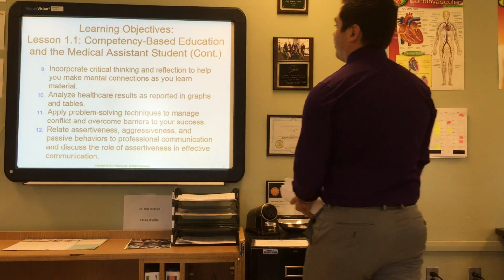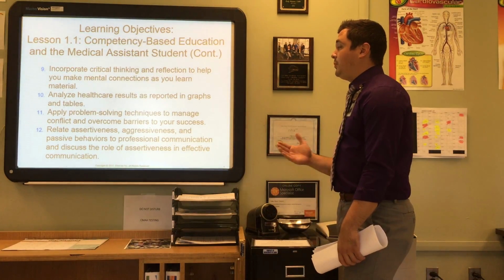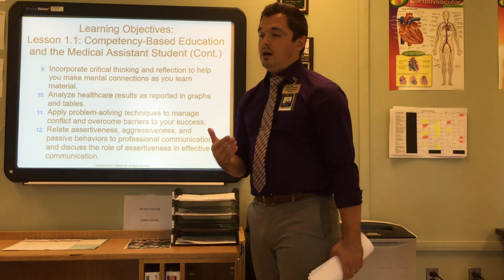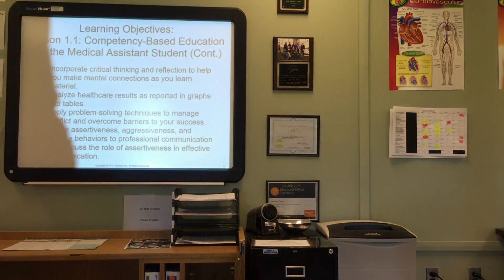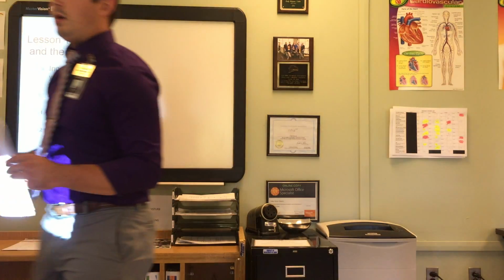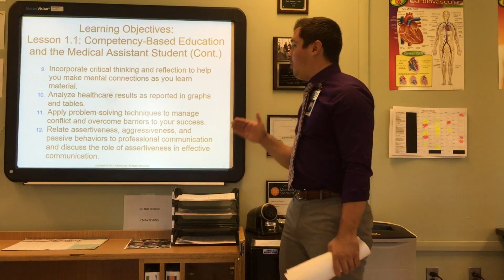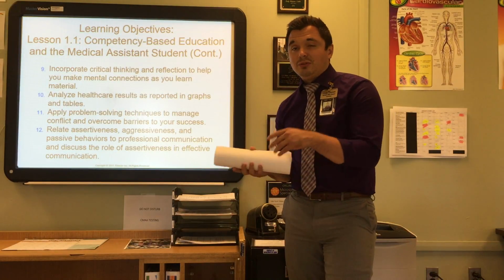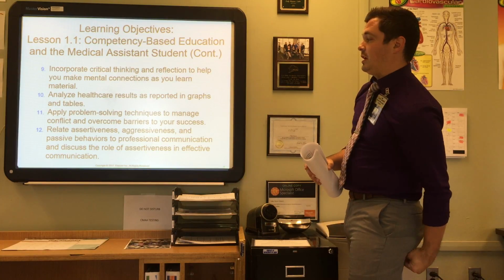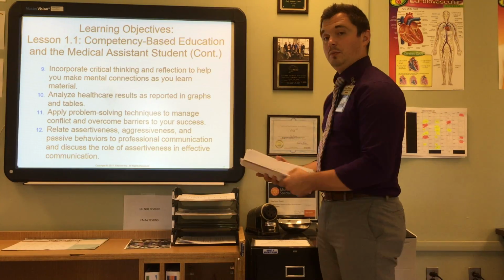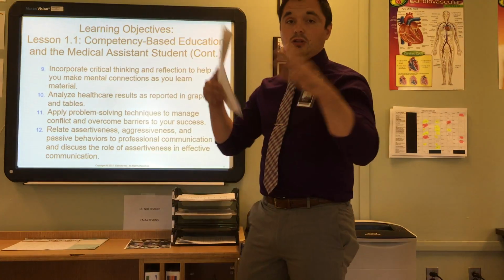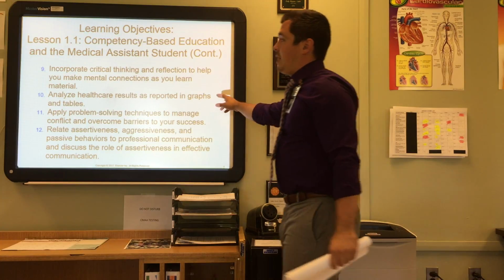So we're going to incorporate critical thinking and reflection to help you make mental connections as you learn the material. We're going to analyze healthcare results as reported in graphs and tables. We're going to apply problem-solving techniques to manage your conflict and to overcome your barriers to your success. And we're going to be able to relate assertiveness, aggressiveness, and passive behaviors to professional communication and discuss the role of assertiveness in effective communication. So we're really covering a large genre of stuff with this first chapter.